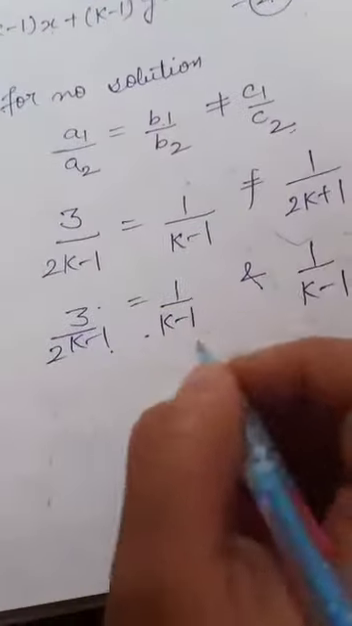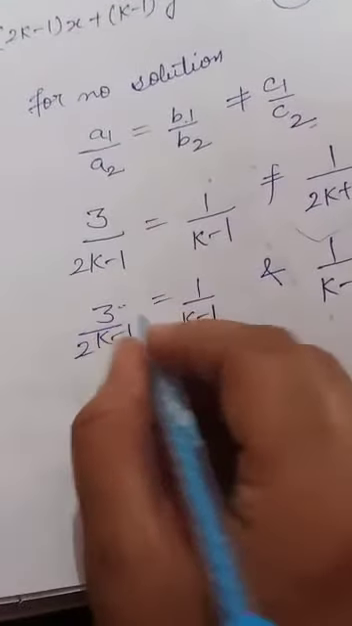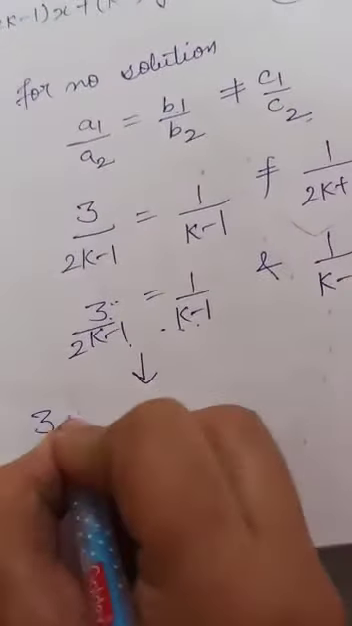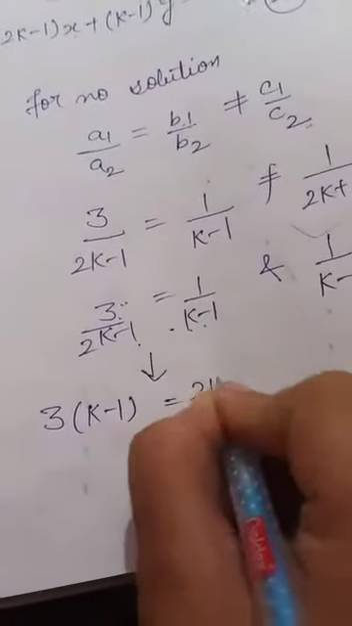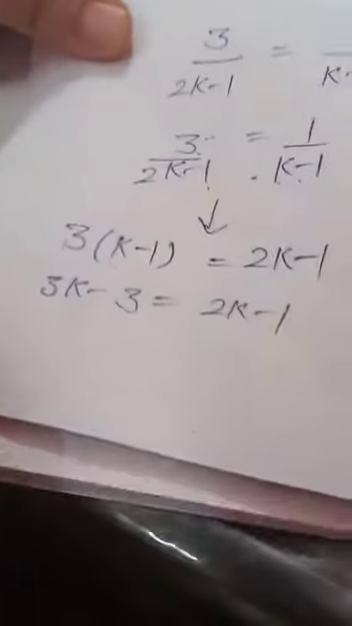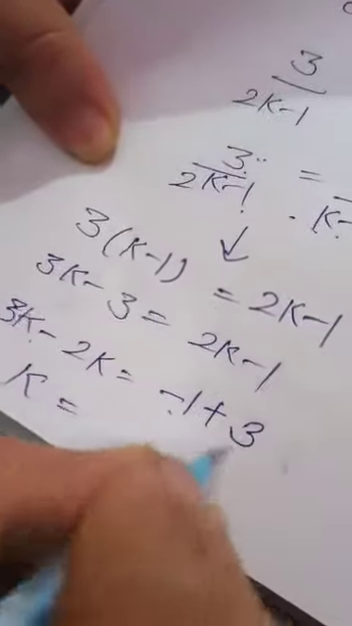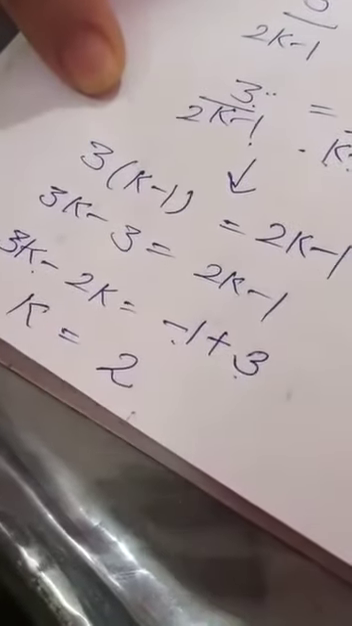Let's solve these first two members first. Cross multiply them: 3 into (k minus 1) is equal to 2k minus 1. So we get 3k minus 3 is equal to 2k minus 1. Combining the terms of k, 3k minus 2k is equal to minus 1 plus 3. 3k minus 2k is k, and minus 1 plus 3 is 2. So from here we get the value of k is equal to 2.